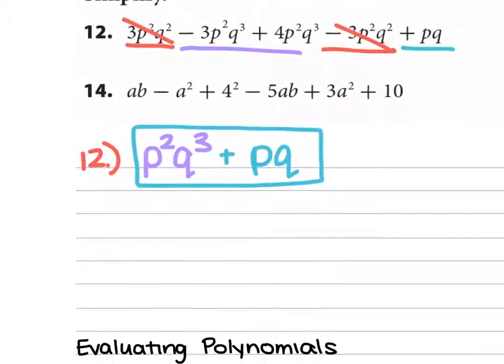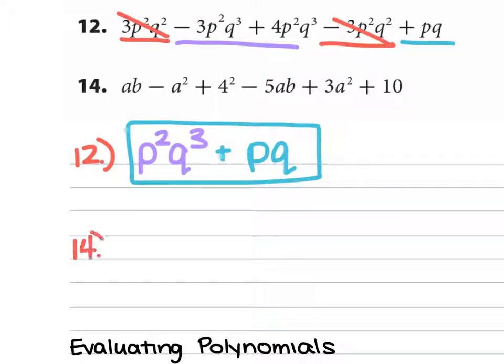We're going to do the same thing we did on the other page, do the 14 first before we move to the 13. So for 14, we have AB minus A squared plus 4 squared minus 5AB plus 3A squared plus 10. So you can rewrite this to where this 4 squared is 16. So then you have the 16 and the 10 that are like terms. Start with your highest exponent. Your highest exponent here is the negative A squared plus 3A squared, which is going to give us a positive 2A squared.